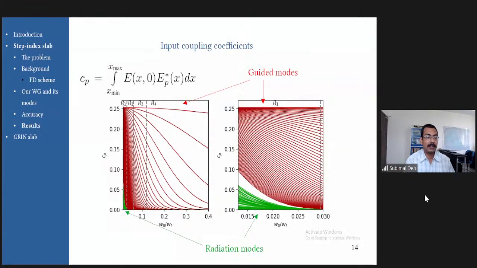There's one more point that I would like to make over here, which is that the x-axis I have plotted is not just W0, but rather W0 by WF. WF corresponds to the width of the fundamental mode. We have done that to ensure that the width of the input that we are analyzing does not exceed the width of the fundamental mode. We will see a reason why that is often taken into account when we discuss the graded index slab.